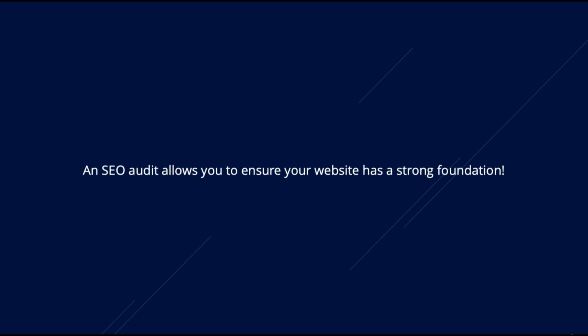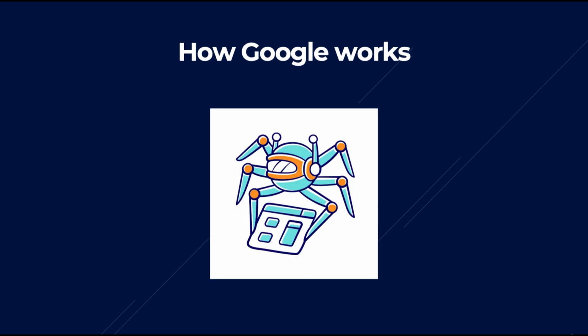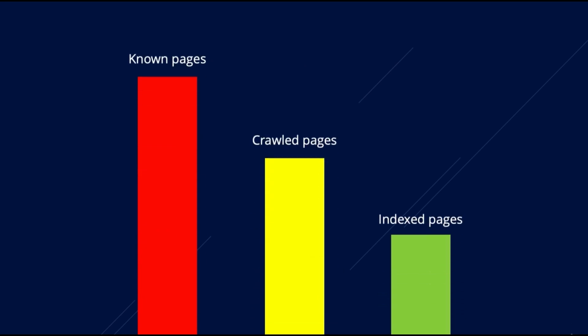To understand how SEO audits work, we need to take one step back and understand how Google works at a core level. So for those who don't know, Google has a crawler that you could call a spider, and what it does is it goes out there across the whole wide web and it finds web pages, which of course there are trillions and trillions of different web pages out there. Now, once it finds those web pages, it separates them into three different categories, which are known pages, crawled pages, and indexed pages. Known pages are pages that Google knows about, kind of self-explanatory.